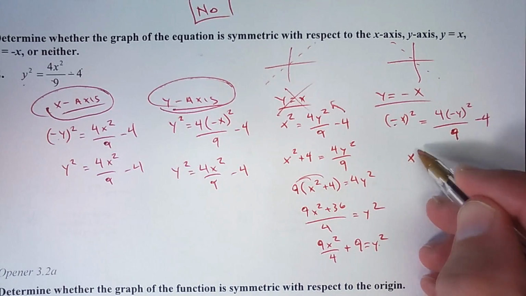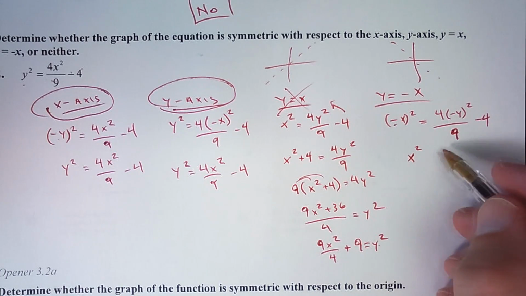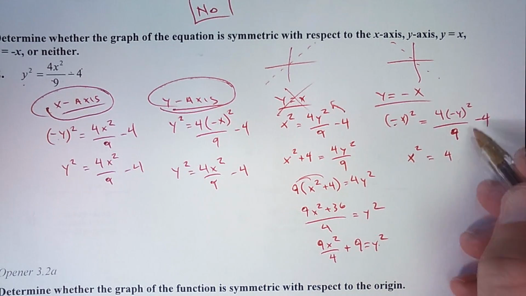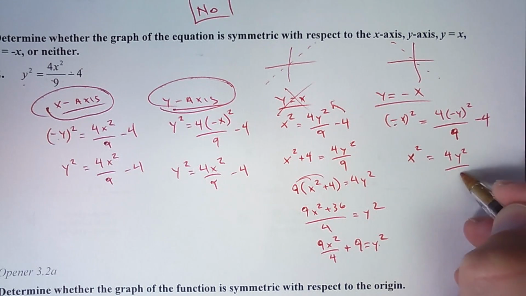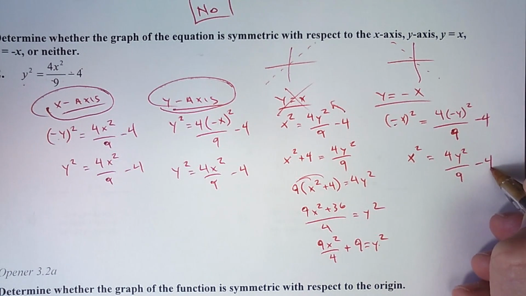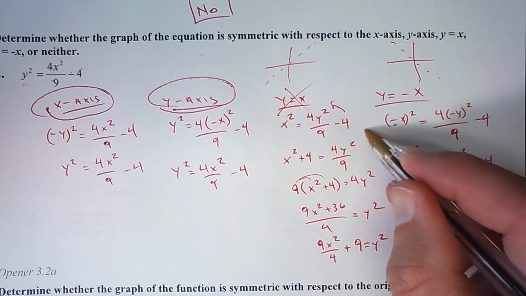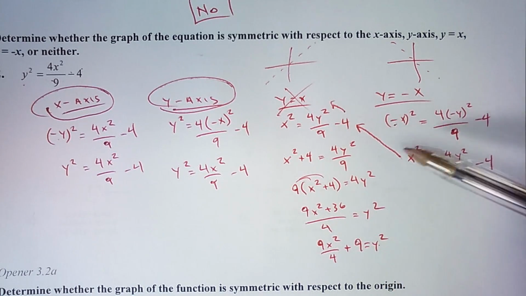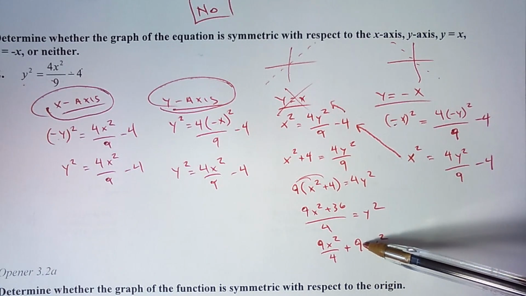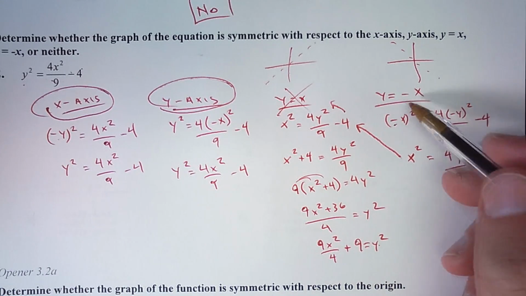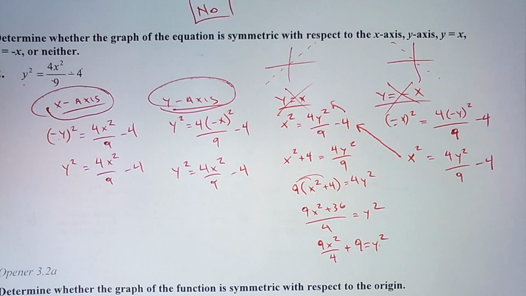Negative x squared is the same as positive x squared equals 4, and then negative y squared is y squared over 9 minus 4. And at this point, I've got exactly the same thing as I had right here. So I can follow all the same steps and end up right here, and it's not going to match the original. There is not symmetry about y equals negative x.